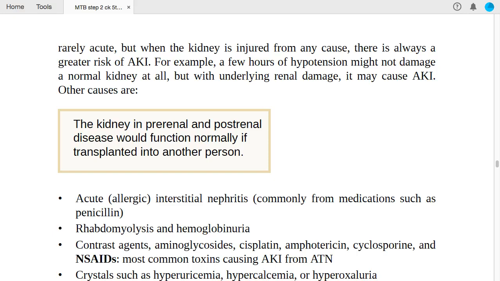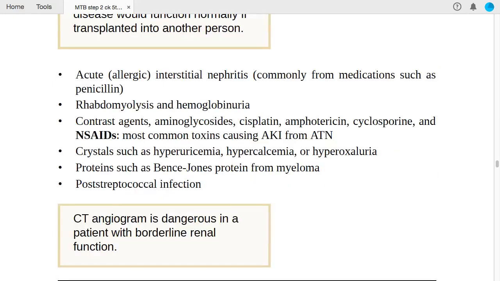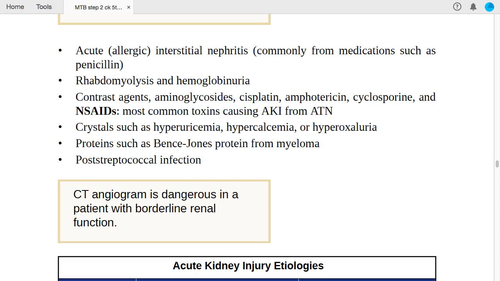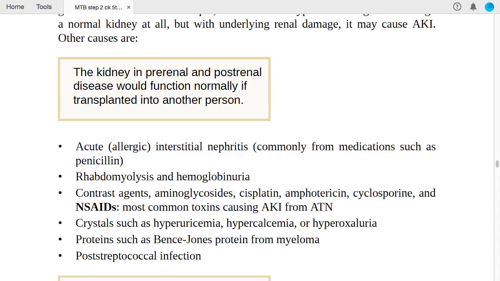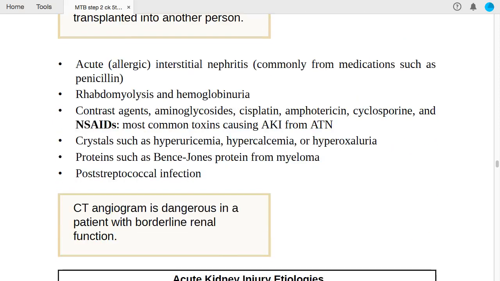Now, acute allergic interstitial nephritis is commonly from medications such as penicillin. So penicillin is the culprit for causing acute allergic interstitial nephritis. And what we are going to see is increased eosinophils. That is very pathognomonic for allergic interstitial nephritis. And then rhabdomyolysis and hemoglobinuria. We are discussing the causes of acute kidney injury, right? So rhabdomyolysis and hemoglobinuria can also cause this.